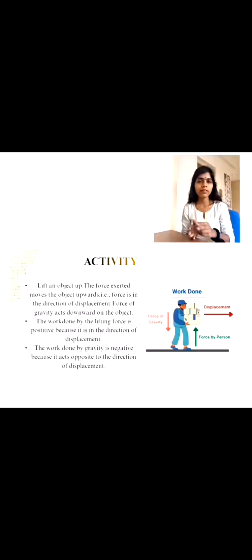Whereas in the second case, that is gravity, we can say that it is always in the downward direction. So here the gravity is in downward direction and the displacement is towards straighten. They both are in opposite direction. So work done will be negative.